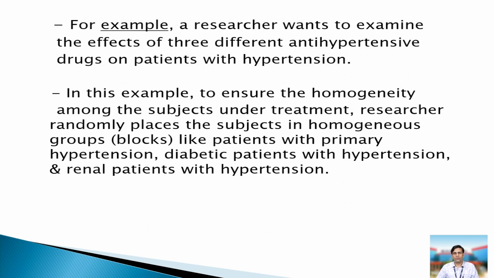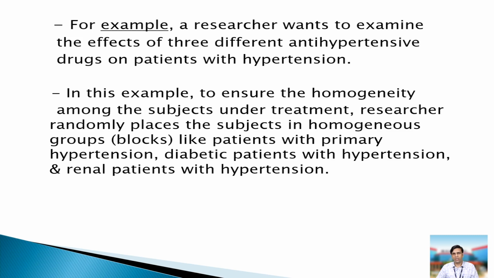Let's say, for example, if a researcher wants to examine the effects of 3 different antihypertensive drugs on patients with hypertension. In this example, to ensure the homogeneity among the subjects under treatment, the researcher randomly places the subjects in homogeneous groups like patients with primary hypertension, diabetic patients with hypertension, and renal patients with hypertension. So here there are 3 categories chosen of hypertension.